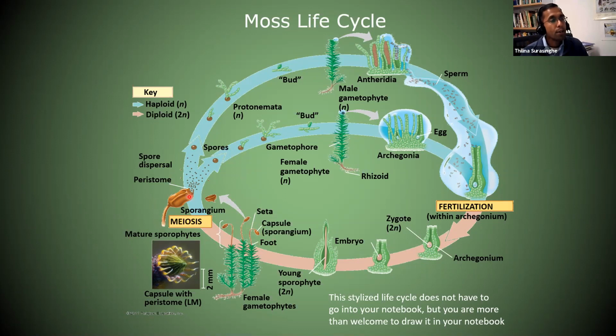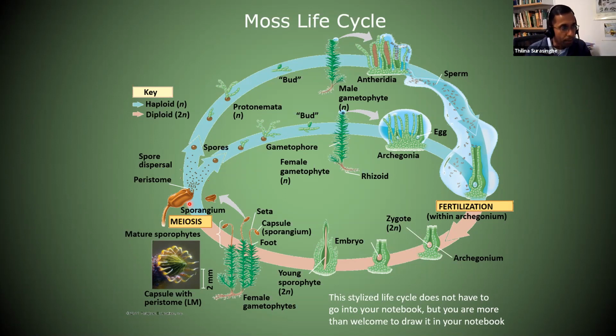Meiosis to produce haploid spores, right? And again, remember, this spore release happens through the peristome, a structure that regulates how much spores are released from the sporophyte, or from the sporangium. Remember, the sporangium is the part in which spore production happens.